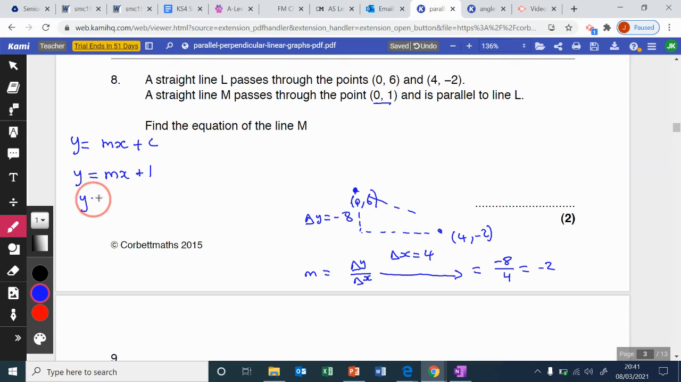So we write y equals minus 2x plus 1. So let's write that here just to be clear that that is the final answer. y equals minus 2x plus 1. That is our final answer. That gives us 2 marks.